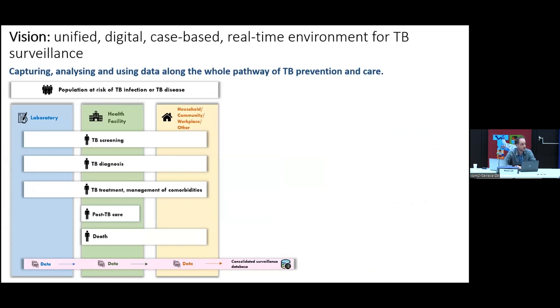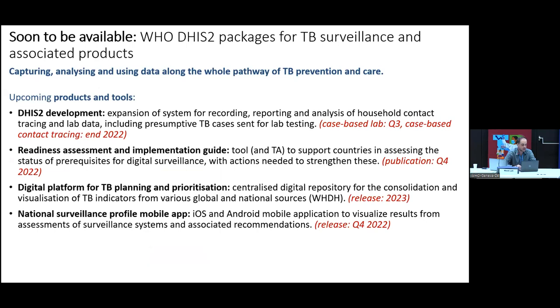Returning to our vision for a moment, now let's look at the products that are upcoming to help support reaching this vision. In terms of the upcoming products and tools, we're continuously working on the DHIS2 development in collaboration with the University of Oslo. We're expanding the packages so that we can now capture data and report data on household contact tracing, as well as data that are coming from the lab, and including presumptive TB cases that are sent for lab testing.